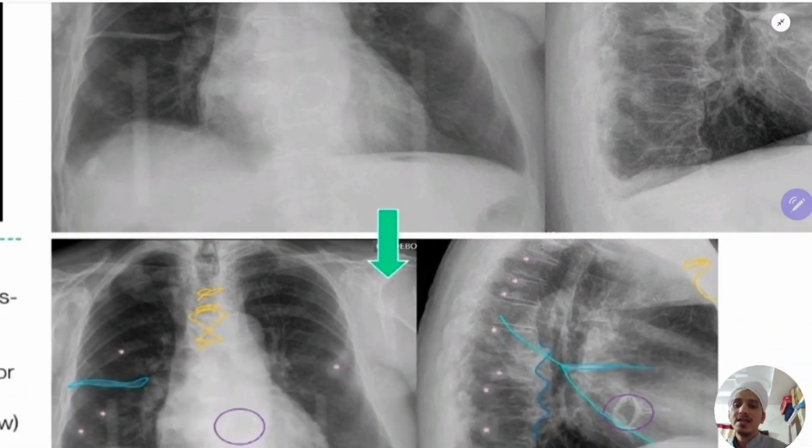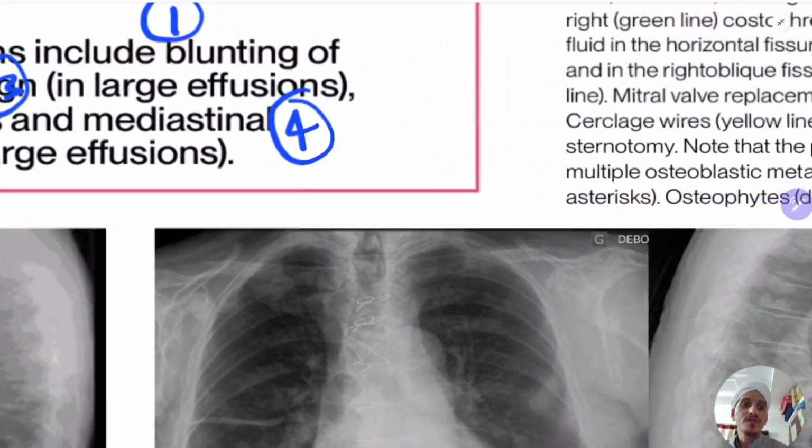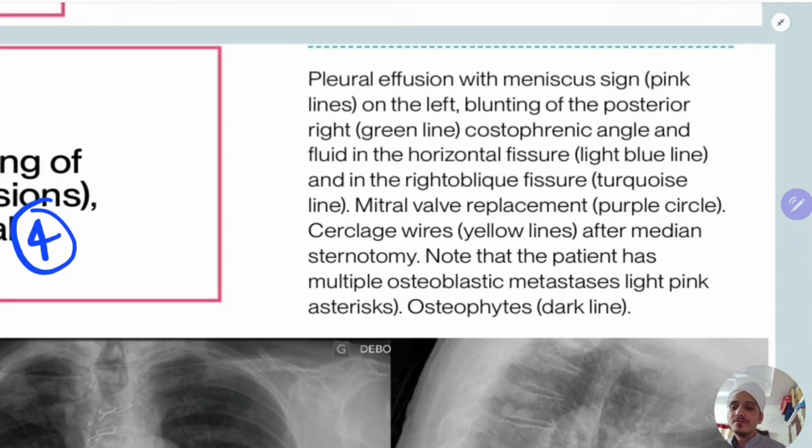Now we will see what things we have learned. Pleural effusion with meniscus sign, pink lines on the left, blunting of the posterior right costophrenic angle and fluid in the horizontal fissure and in the right oblique fissure, mitral valve replacement, cerclage wires after median sternotomy. Note that the patient has multiple osteoblastic metastases, light pink asterisks, osteophytes. So this is actually about the second image.